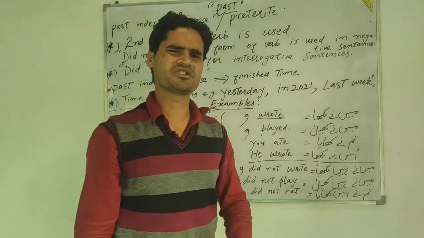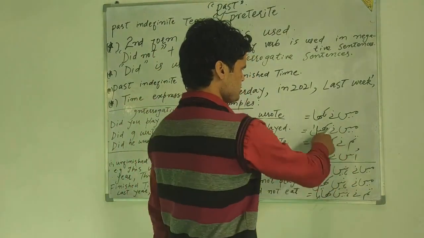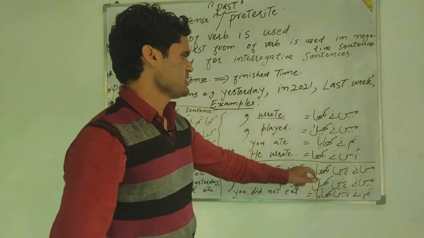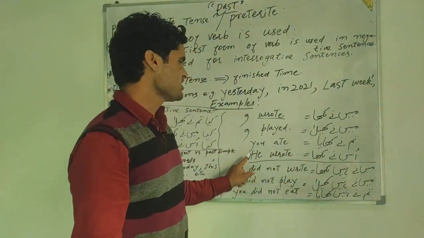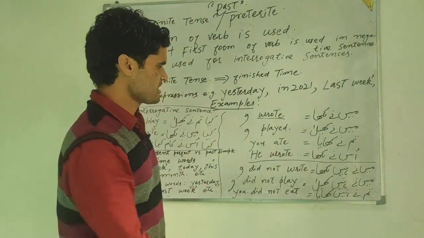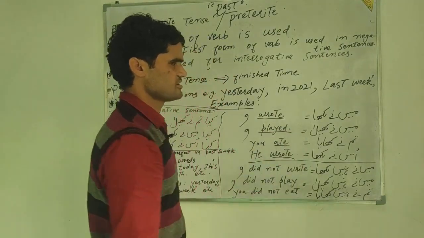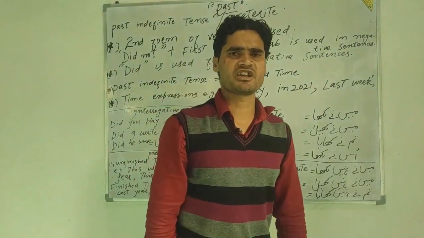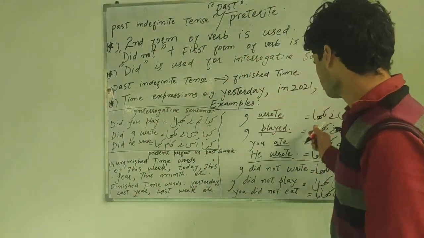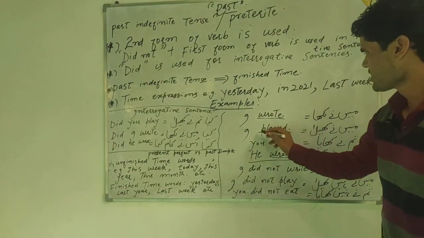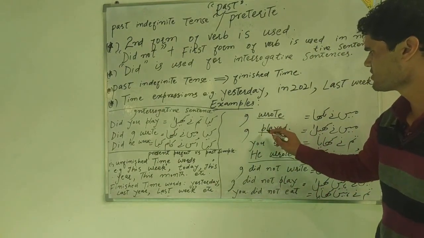मैंने खेला, it is finished. I have completed the act of playing. मैंने खेला, I played. तुमने खाया, you ate. उसने लिखा, he wrote. Because here it is the second form of verb. In the past indefinite tense, we always tend to use the past form of verb, that is the second form of verb here.